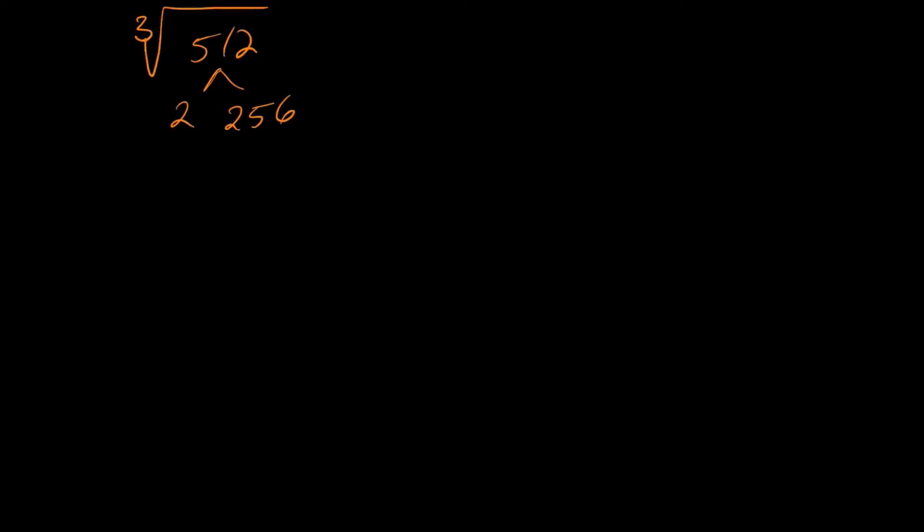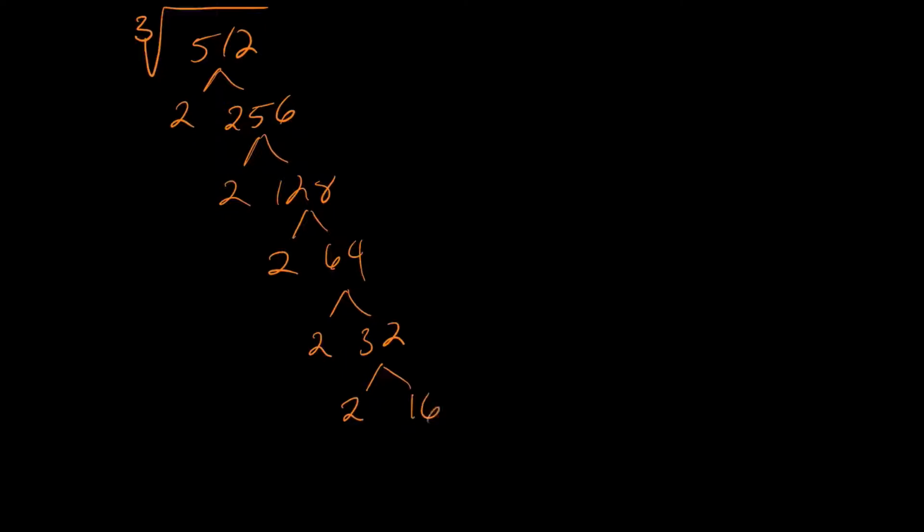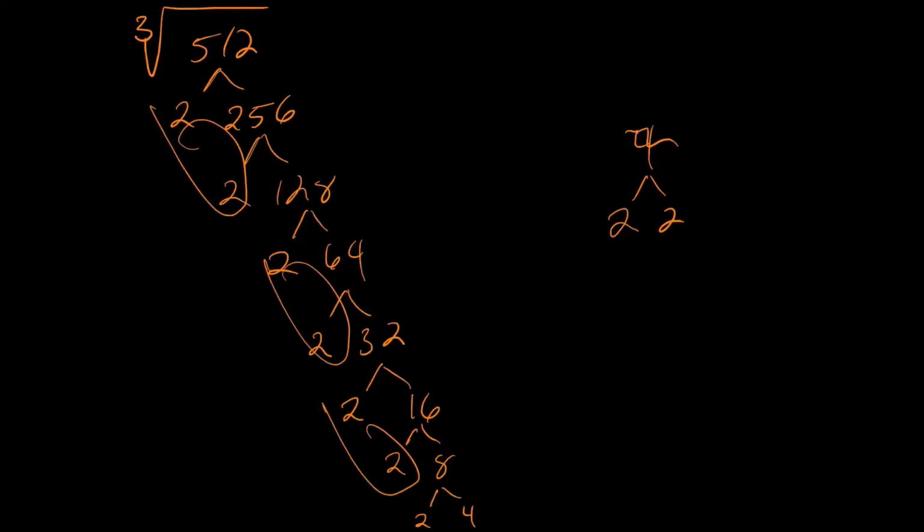Divided by 2 again is 128. Divided by 2 again is 64. Then we get 32. And then after that we get 16. And then we get 8. Then we get 4. Like even there I ran out of room. 2 and 2. Okay, so I have 1 group, 2 groups, 3 groups, 4 groups.